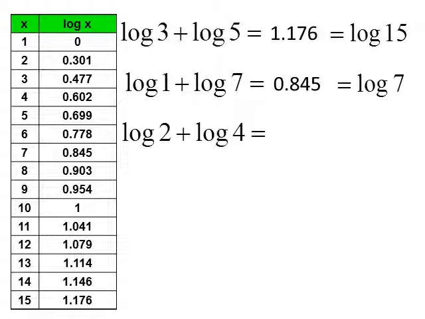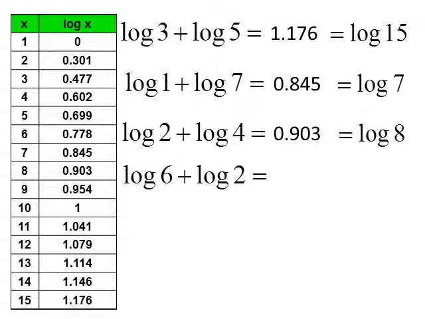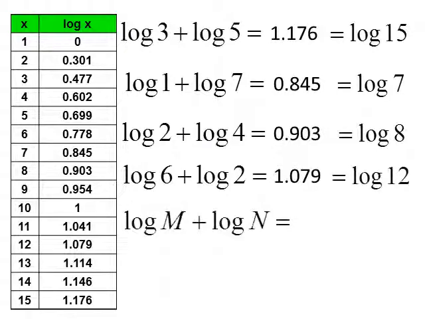Log 2 plus log 4. Log 2 is 0.301, log 4 is 0.602. I add those together, I get 0.903, which is on the chart at log 8. Okay, and then one more, log 6 and log 2. Log 6 is 0.778, log 2 is 0.301. I add those together, I get 1.079, which is on the chart at log 12. Hopefully by now you can see the pattern, so I can make a more general statement.